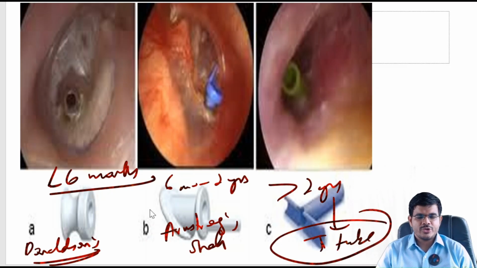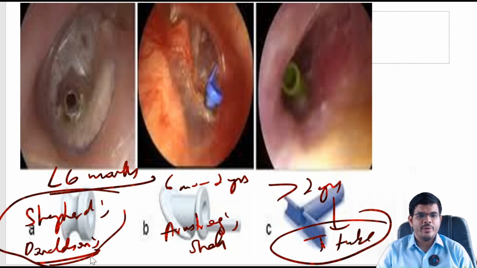Okay, so these are the various types of tubes, and among short term tubes you can also use a Shepherd's tube. Shepherd's tube is also another short term tube.